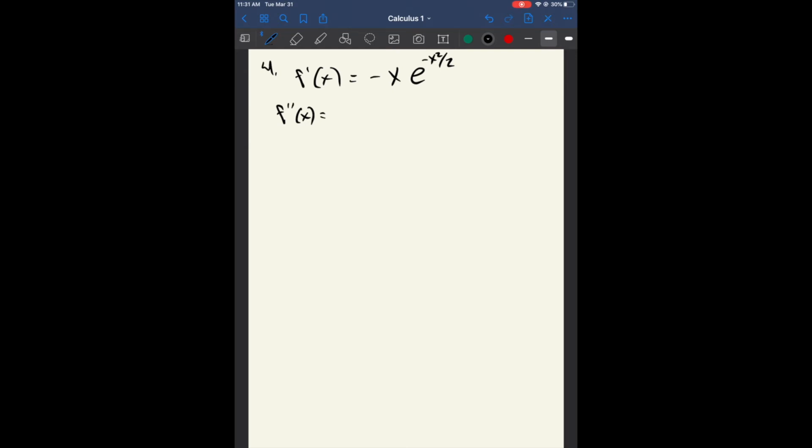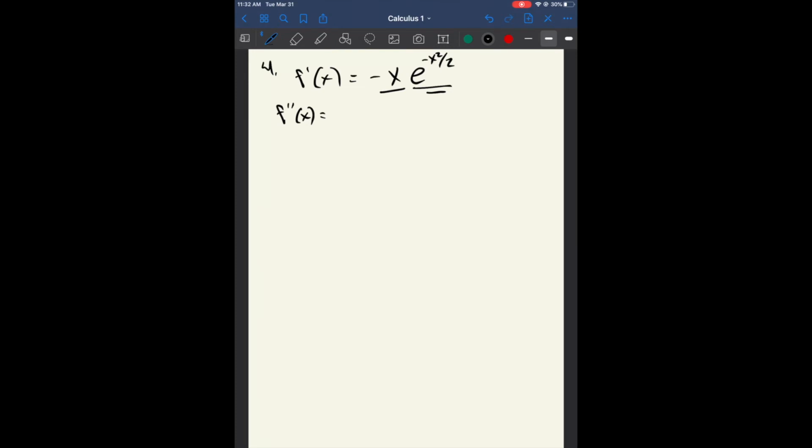So you should realize here that this is going to use a product rule because we have minus x times e to the minus x squared over 2. And it's going to use a chain rule for this part right here with the e to the minus x squared over 2. Okay, so we're going to do the product rule first.